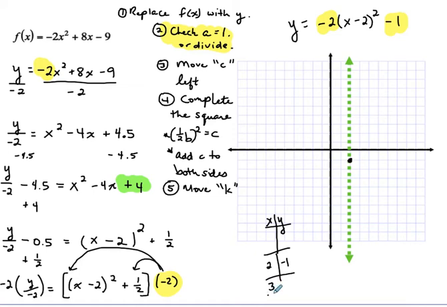So then let's check some other values. I'll check 3 and 4. So I'll plug in 3. 3 minus 2 is 1. 1 squared is 1. 1 squared times -2 is -2. -2 minus 1 is -3. So now I'm at 3, -3. And on the other side of that, I would be at 1, -3.